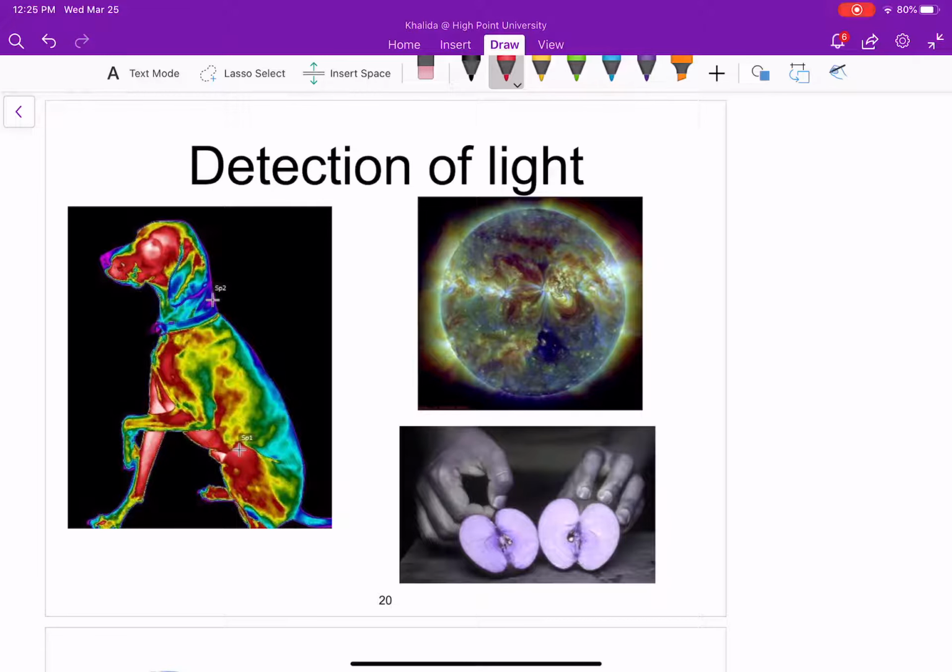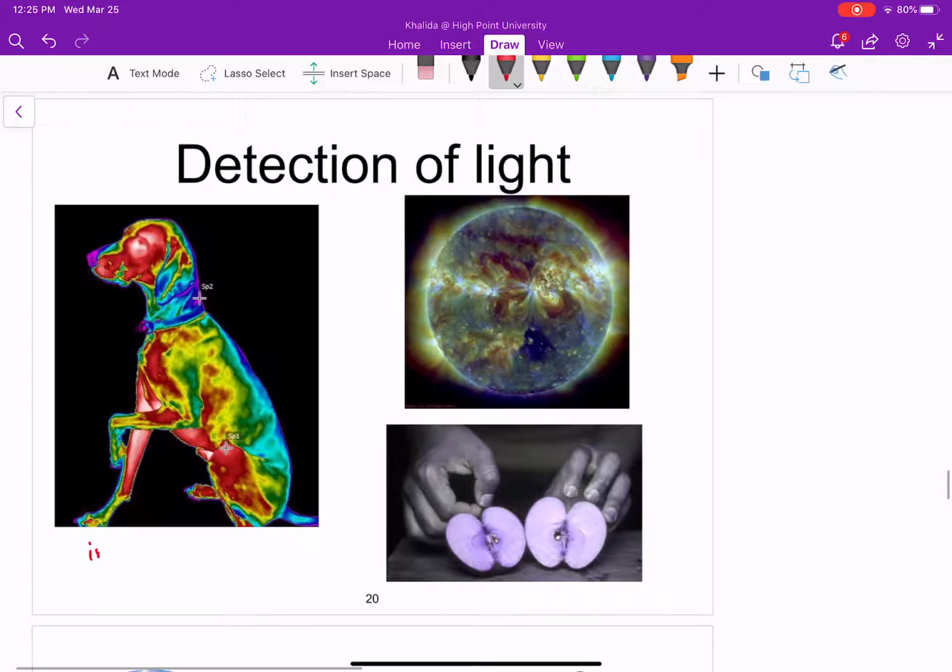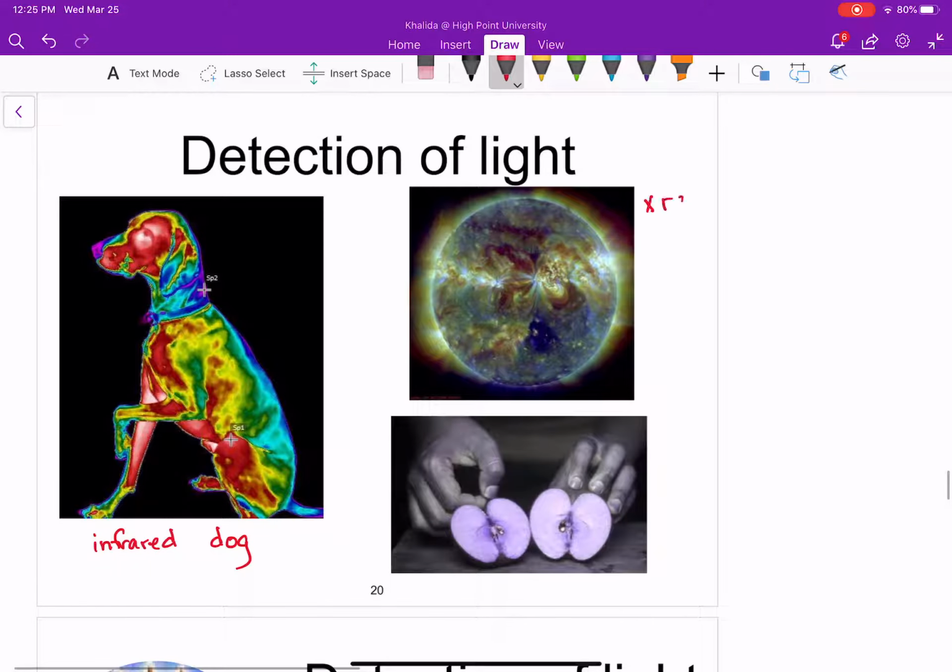So this right here is a picture of a dog that was taken with an infrared camera. This right here was taken by an X-ray detector, and it is actually our sun. And this here is some fruit that was taken with an ultraviolet camera or an ultraviolet sensor.